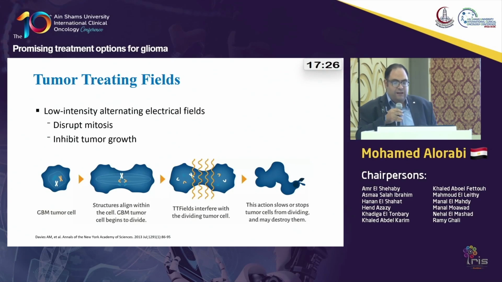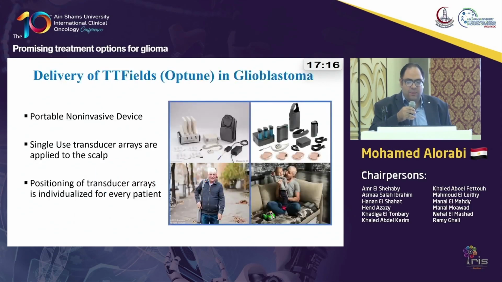Also, among the trials to improve the STUPP protocol is the use of tumor treating fields. Tumor treating fields are low intensity alternating electrical fields that disturb mitosis and inhibit tumor growth. The device is portable and non-invasive. They apply electrodes on the scalp, and the position of the electrodes is different according to the site of the tumor in every patient.